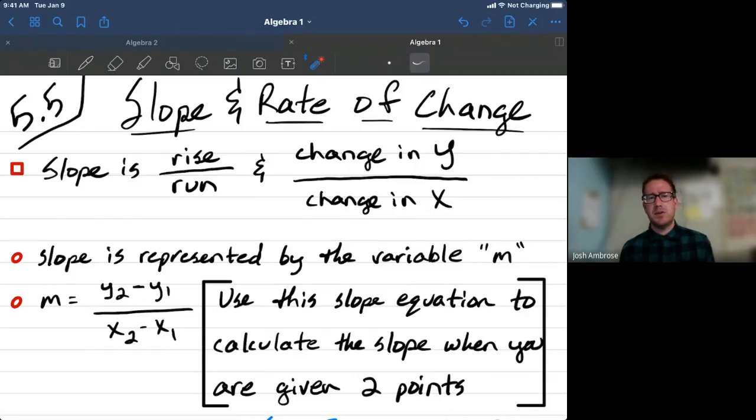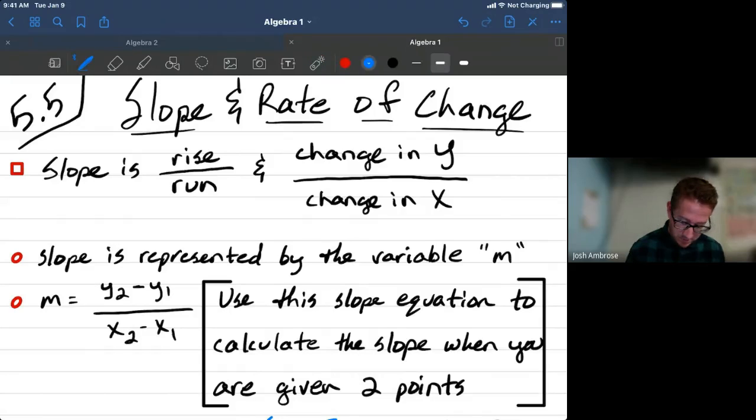Okay, if we are doing the equation here, then that would be a change in y, which means subtraction for change. And then if we have a change in x, that would be a subtraction for x. You're going to see exactly what I'm talking about very soon. Take a little look down the page here. Slope is represented by the variable m. We have seen this before for the slope-intercept equation. You will see it again.